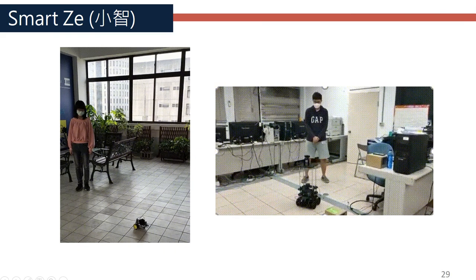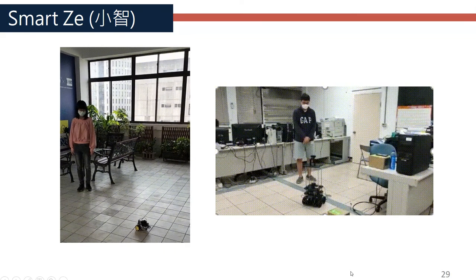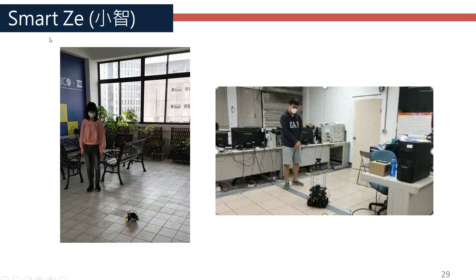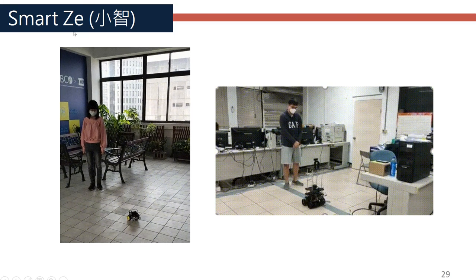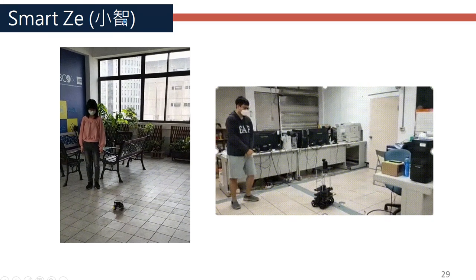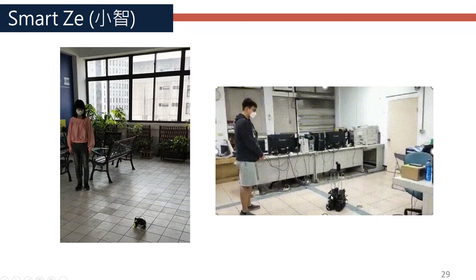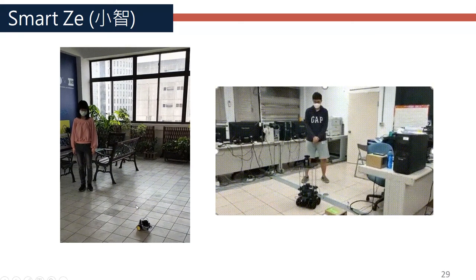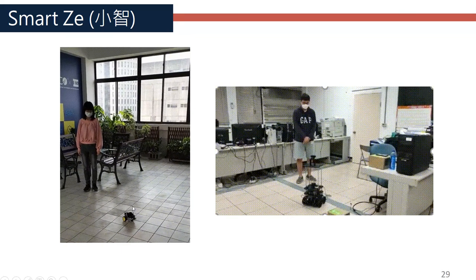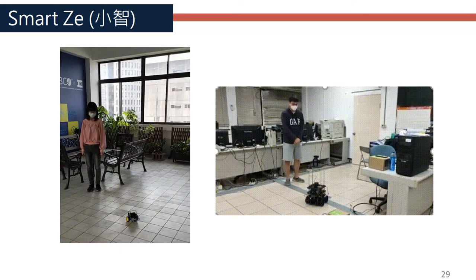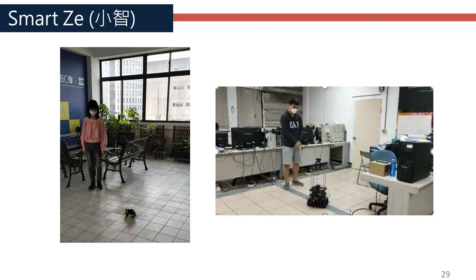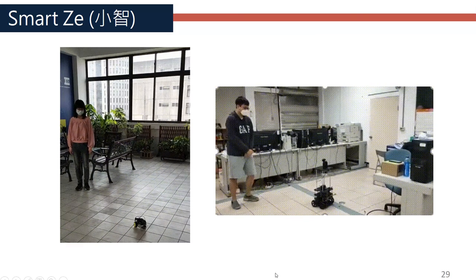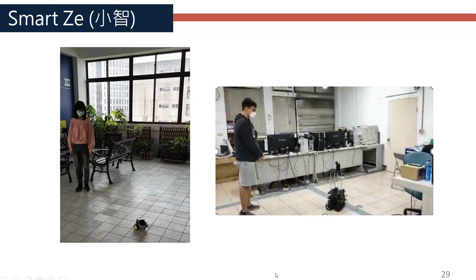Here are some preliminary results of our intelligent robot. We call it 小智. 小 means small. 智 is 原智. In Chinese, it also means smart. So here is the 小智 Smart Z developed using TurtleBot. Here is little z, small z, 小小智, developed using JetBot. Okay, with this we conclude our introduction of our lab.